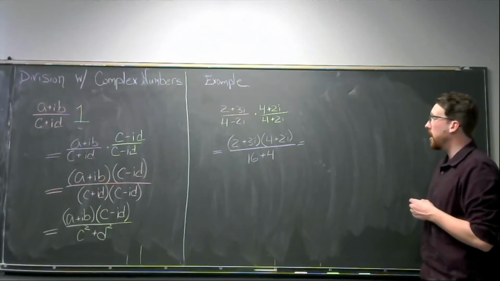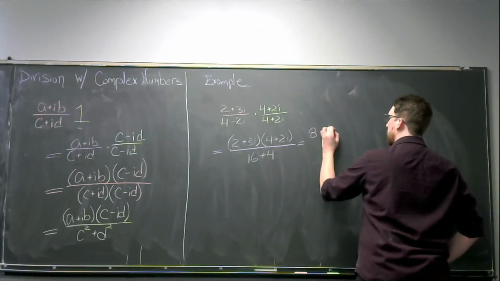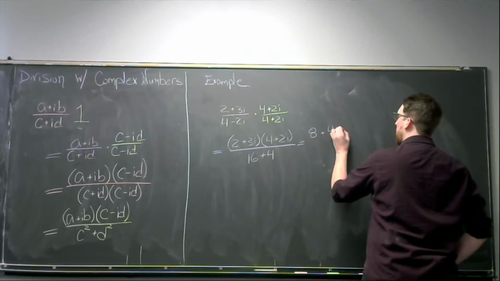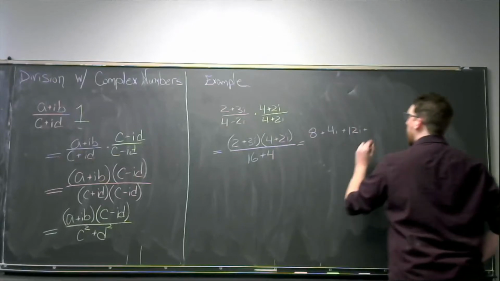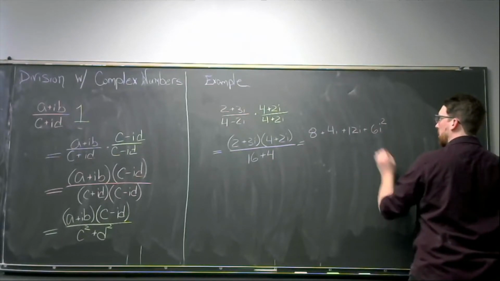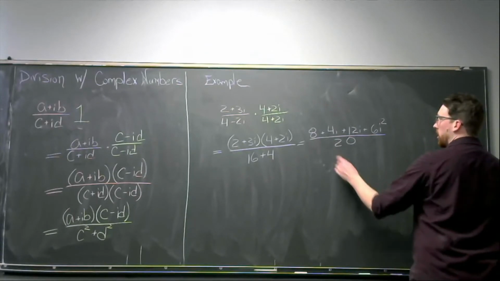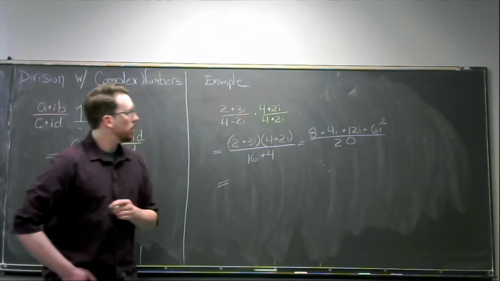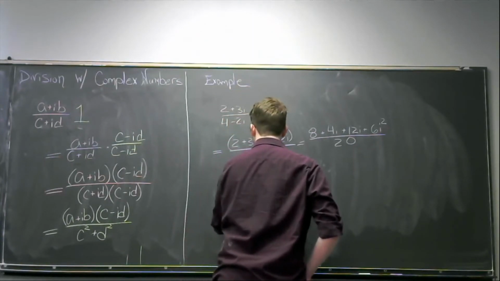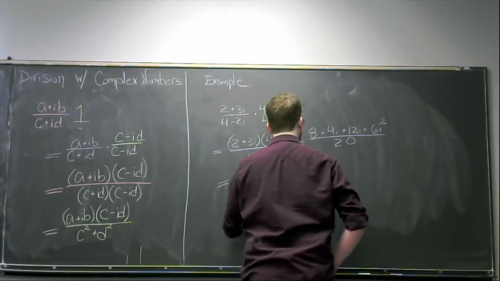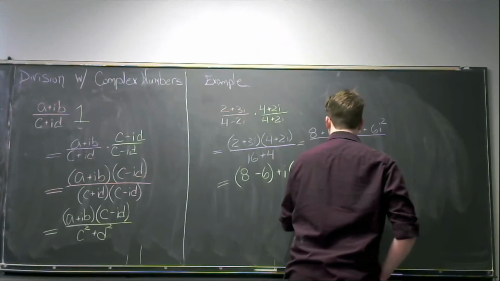Simplifying our numerator and our denominator now, we're going to have 8 plus 4i plus 12i plus 6i squared, all divided by 20, which is going to come out to be, grouping everything together and getting rid of this i squared, 8 minus 6 plus i times 4 plus 12, all divided by 20.